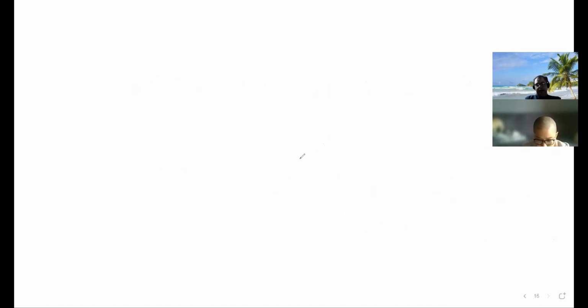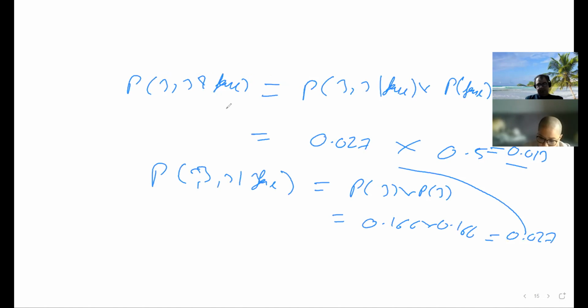Can you also find P(3,3 and loaded), using the same formula which you used here? I expect that you will do this by yourself.